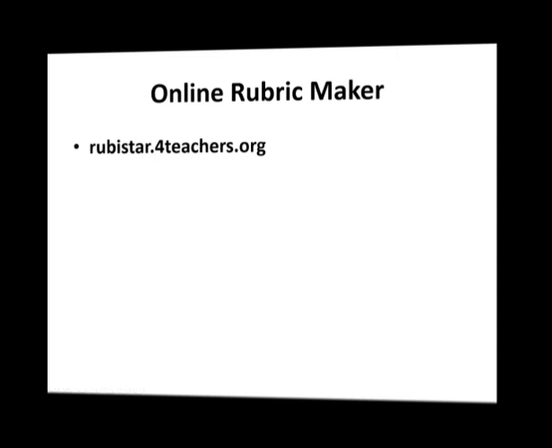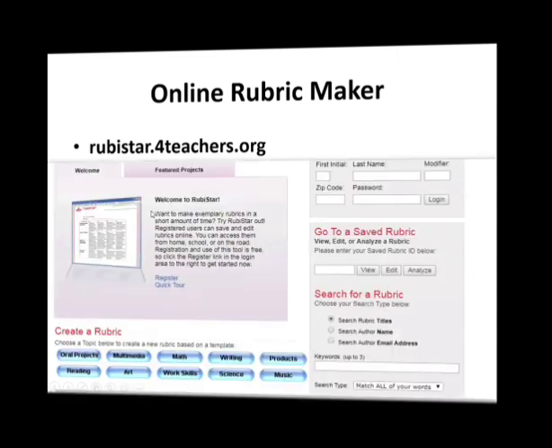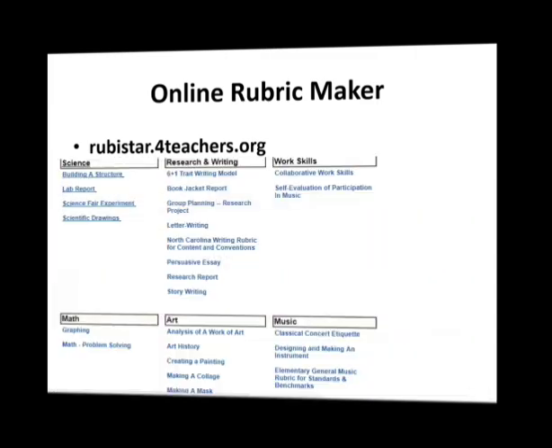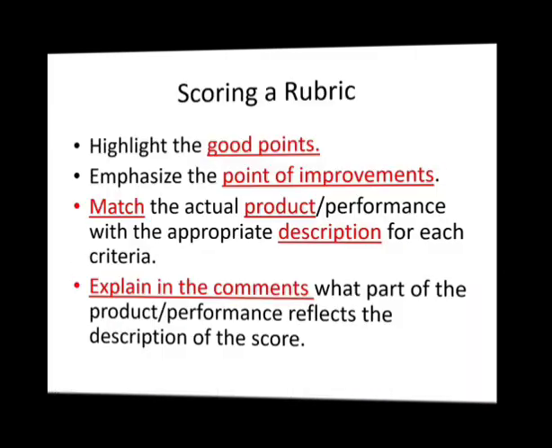There are actually online rubric makers that we can use, but it's important that if it's not originally from us, we cite where we get it. So we have rubistar4teachers.org, and when we score a rubric, it's important that we highlight the good points, but we also emphasize the points of improvement. We match the actual product or performance with the appropriate description and explain in the comments why they get that score.